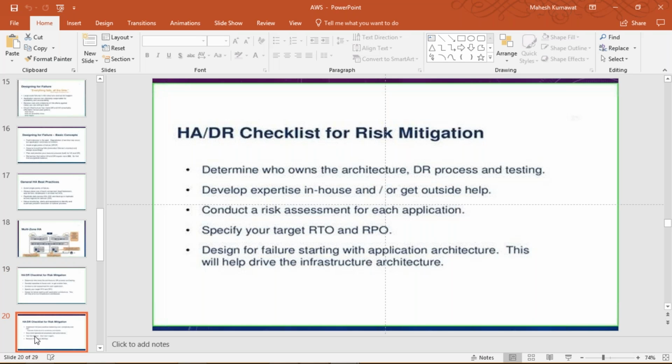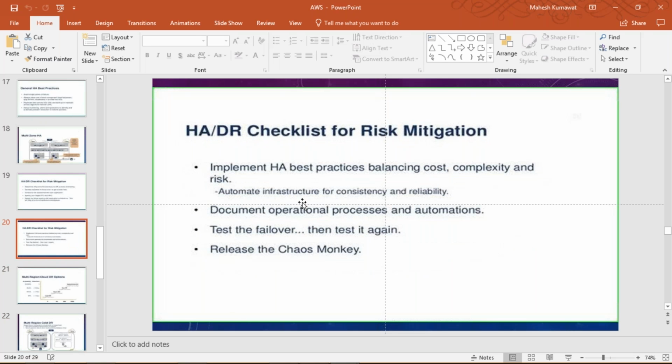Okay, so implement HA-based practices, balancing cost, complexity, and risk. Automate infrastructure constantly and reliably. Document operation processes and automation. Test the failover, test the backup, and then test it again. Release the chaos monkey. So what are you going to do? If you are working in an environment where lots of applications are running, first create a test environment, and when it is working fine, then go to production. Without testing, you shouldn't go to the production environment, because it will create lots of issues in the future, and there is no risk mitigation plan.